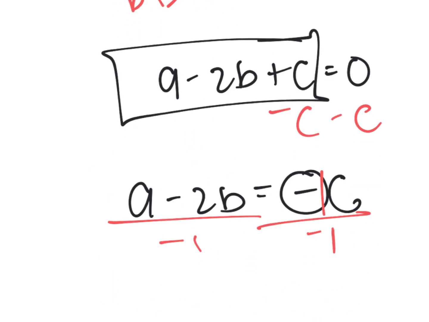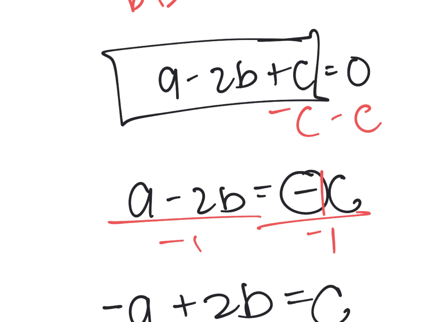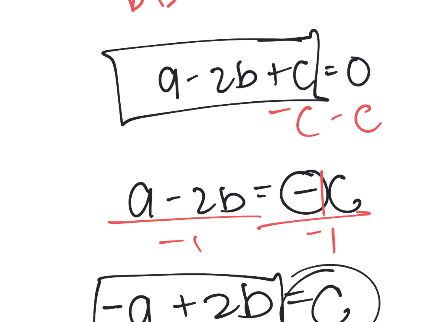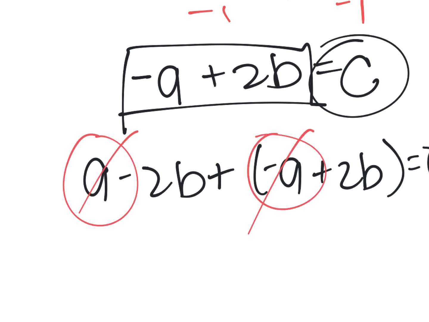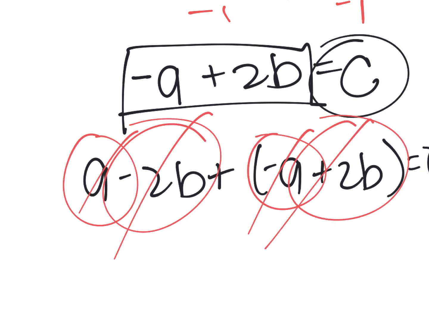And if we do that, then we get negative a plus 2b equals c. And if we plug that in, a minus 2b, and we plug in this equation for c, so plus negative a plus 2b, then we will find that the a's cancel out and our b's cancel out, and this in fact does satisfy the equation.